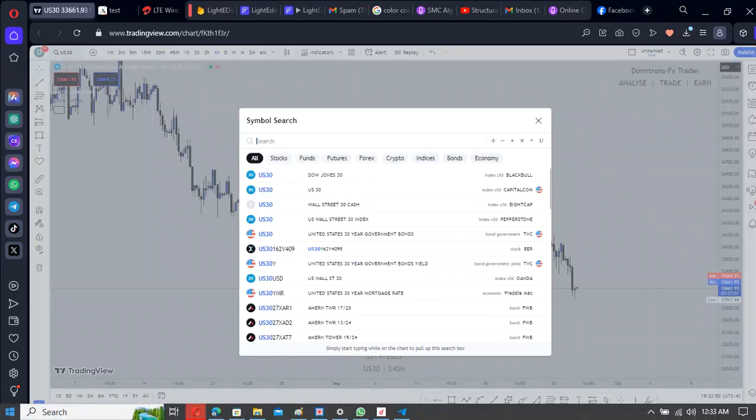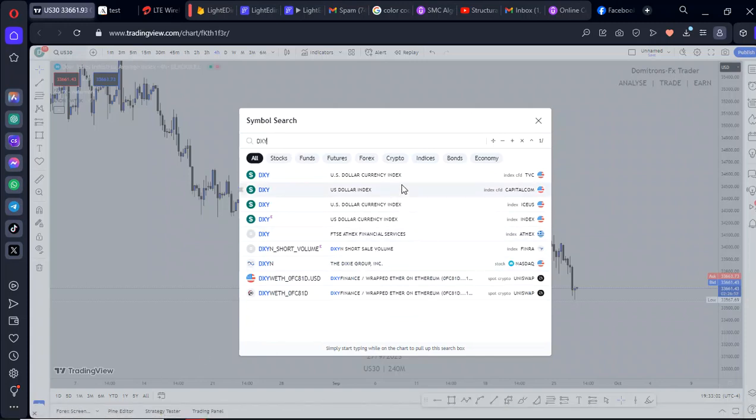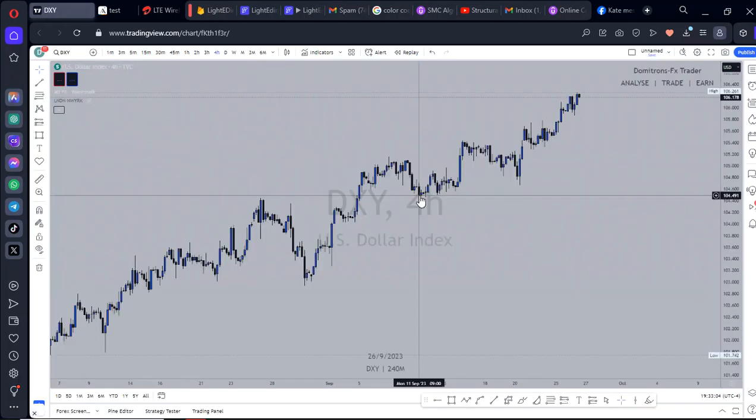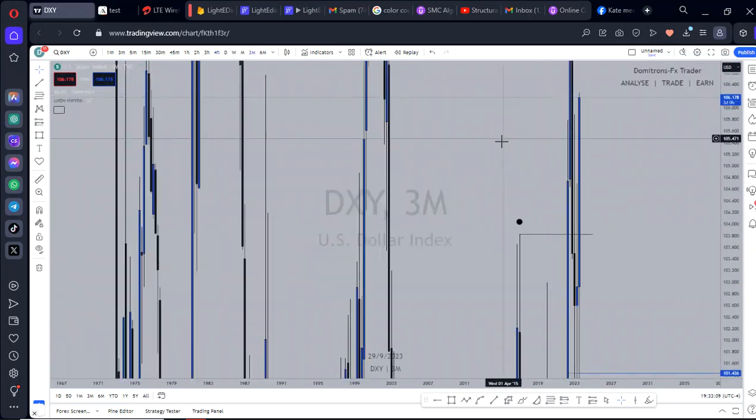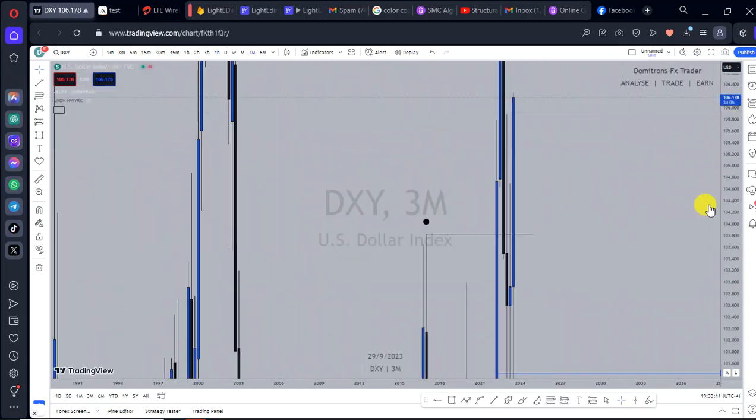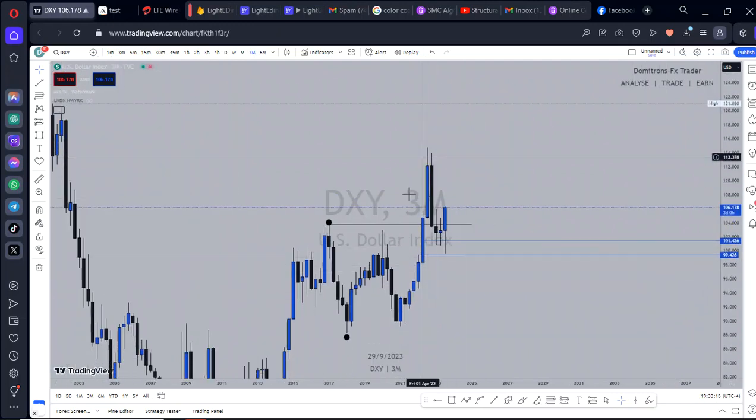Alright, so let's go to our DXY and we go to TVC. Now I want you guys to look from your high time frame. Let's go to the 3-month time frame right here. You can actually see on the 3-month time frame that price traded higher, broke this high, and you can see how the next candle closed above it.